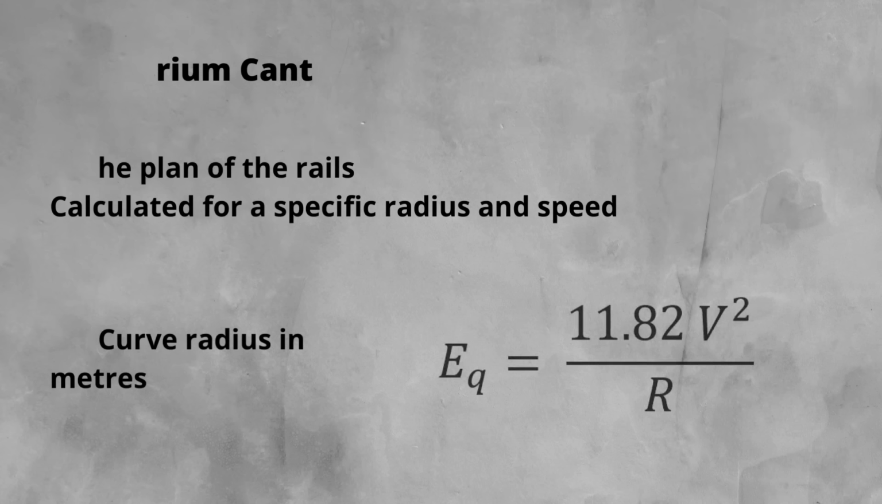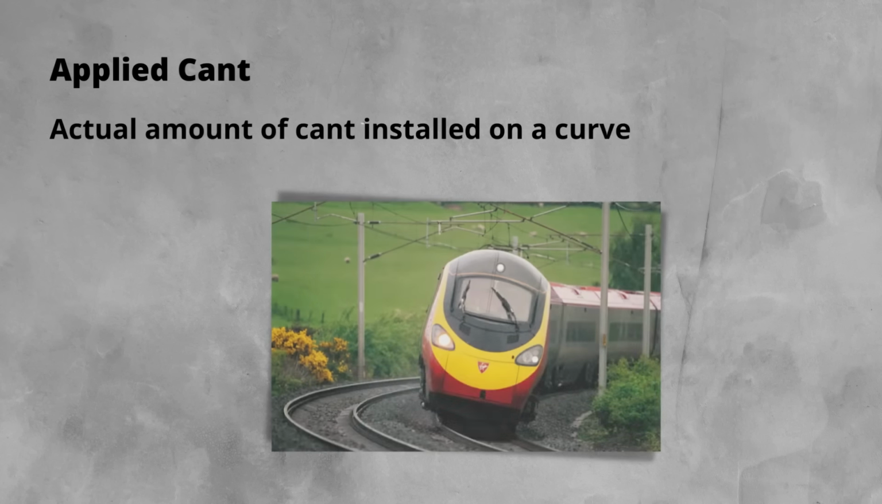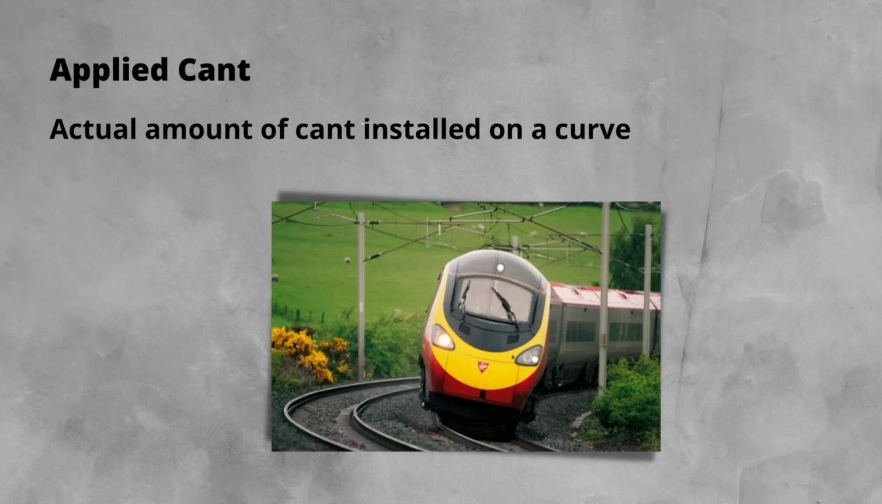Next, we come on to applied cant. If equilibrium cant is the ideal amount of cant for a curve, so the train is balanced, the applied cant is the actual amount of cant designed and installed for the curve. This will normally always be less than the equilibrium cant. We will look at the reasons why we don't simply apply the equilibrium cant later in this video.